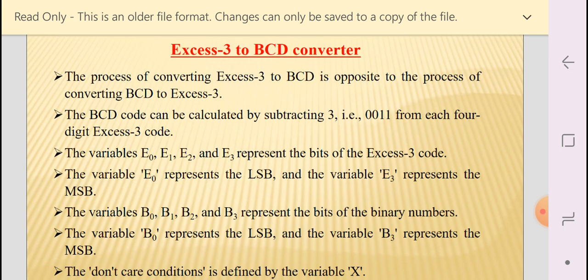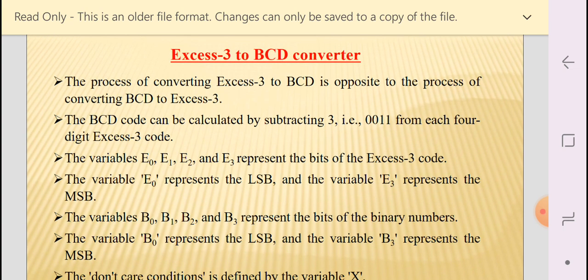Now going to the next one, that is the XS3 to BCD code converter. That is just the opposite of the previous one, you can understand. If you know the XS3 number, you can easily convert. The process of converting is just the opposite of converting BCD to XS3, and the BCD number can be calculated by subtracting 3, that is 0011, from each 4-digit XS3.